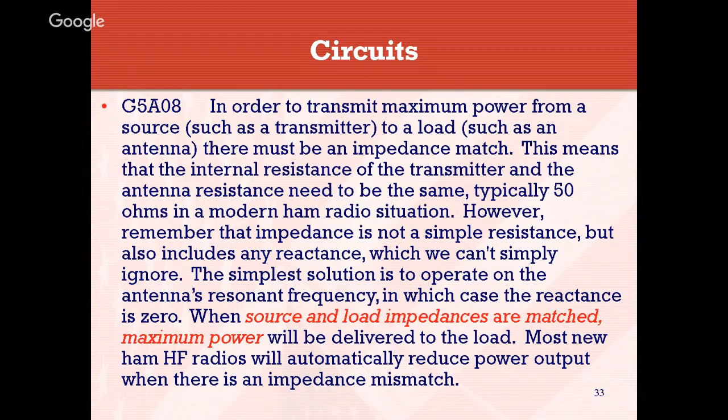But at any rate, when source and load impedances are matched, you will be able to get maximum power out to the load. In this case, the load is the antenna. Most of your modern HF radios have a built-in capability to reduce power on the output when there is a significant impedance mismatch going out to the antenna. That helps protect your finals, and final transistors and tubes are not very cheap these days.